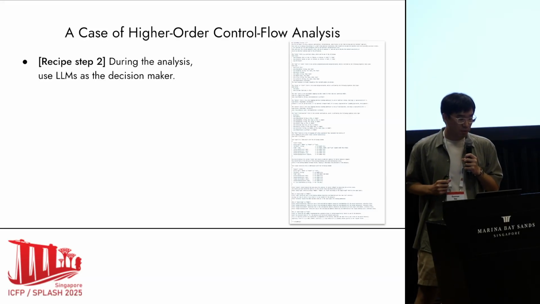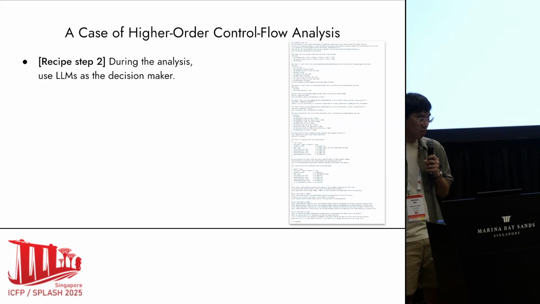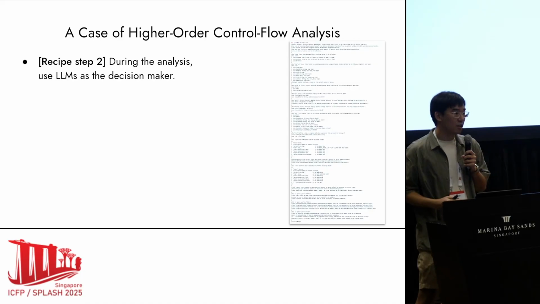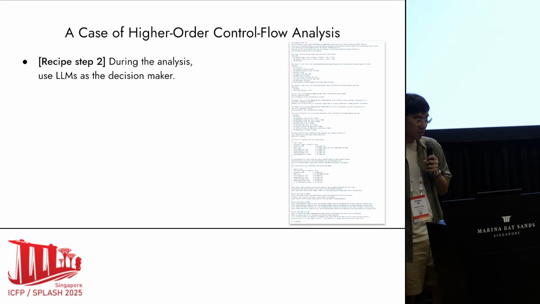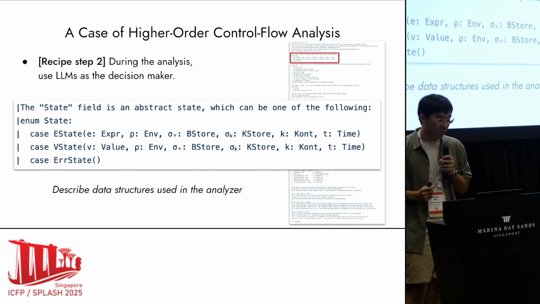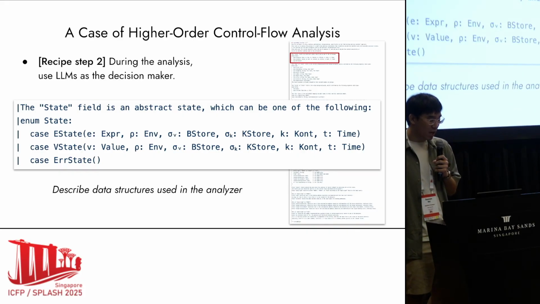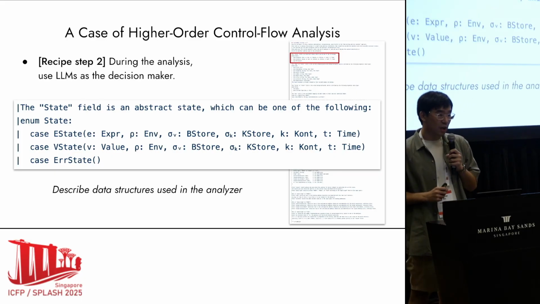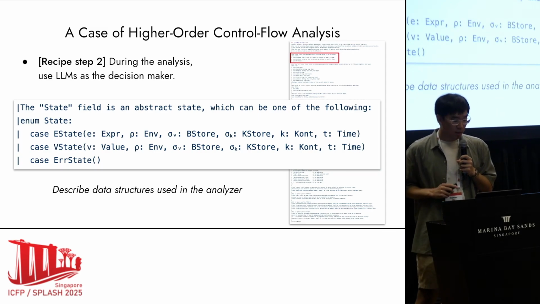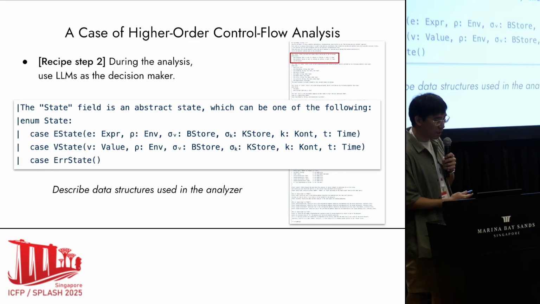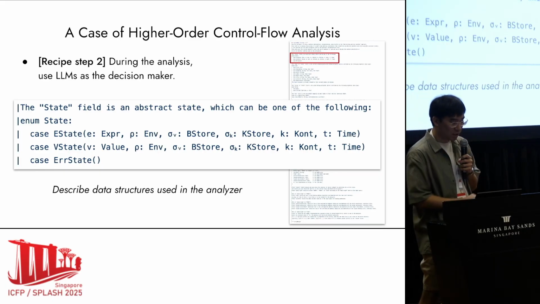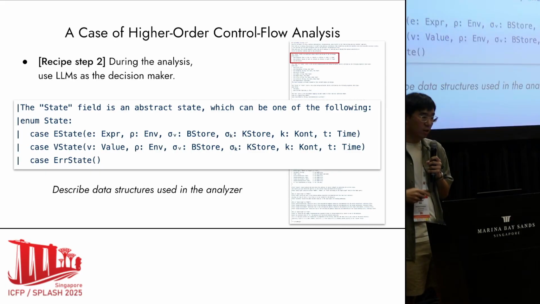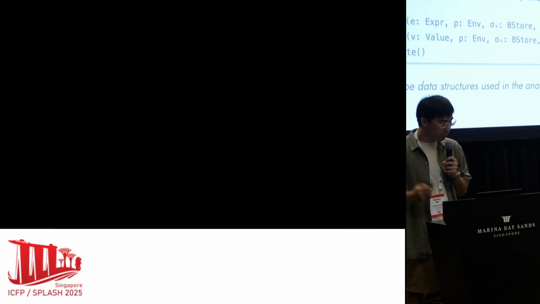The second step is that during the analysis, we use the language model as a decision maker. Here on the right, I basically show our prompting. I'm not expecting you can see the details, but I highlight some of it. At the beginning, we describe the data structures used in the analyzer. Here, we describe the structure of the abstract state, which has different kinds of state definitions containing the program expression, the environment, the binding store, the continuation store, as well as the current continuation.